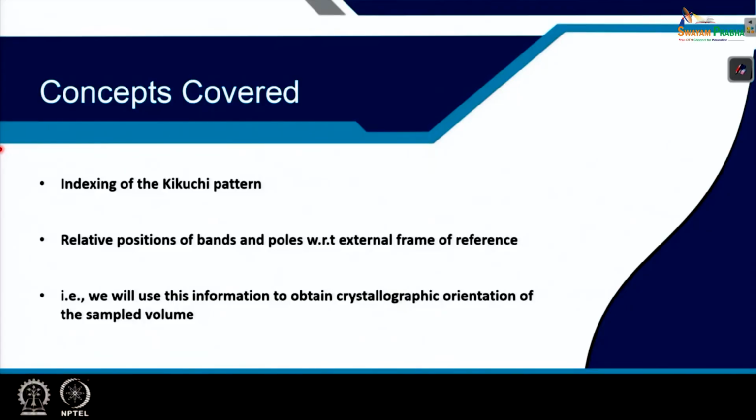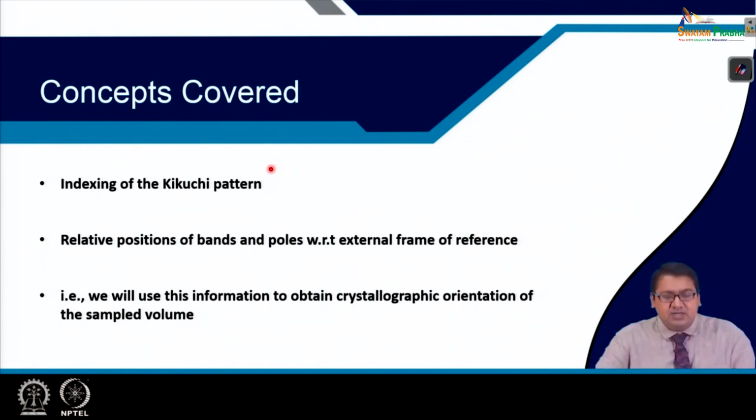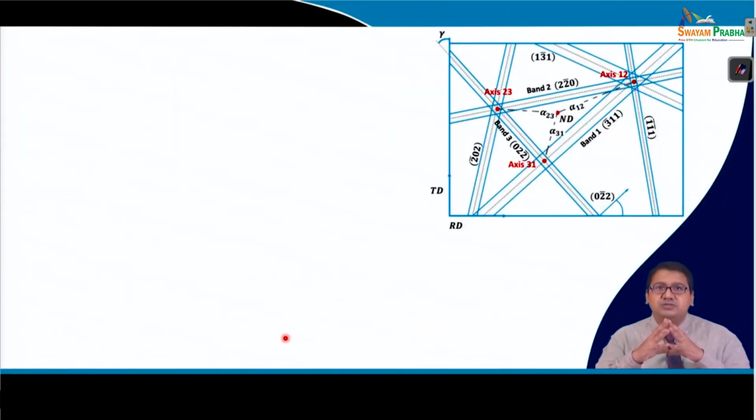The concepts that will be covered in this lecture are indexing of the Kikuchi pattern, relative positions of bands and poles with respect to the external frame of reference, that is the sample frame of reference, and we will use the information to obtain the crystallographic orientation of the sampled volume. So, we will do this by using an example Kikuchi pattern from the book of Valerie Randall and Olaf Engler.